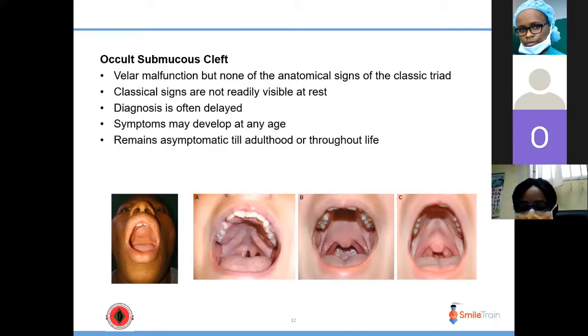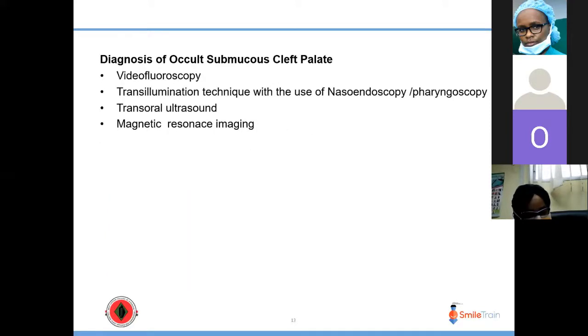This was actually a patient, and when she came, the only complaint was that she couldn't speak well. But when we opened the mouth, we saw that there is that depression. We could not confirm the diagnosis because we didn't have the means. Diagnosis of the occult submucous cleft: we can use video fluoroscopy, transillumination technique, the use of nasal endoscopy or pharyngoscopy, transoral ultrasound, and magnetic resonance imaging. Now we have nasal endoscopy, so we can actually record this patient and confirm the diagnosis.